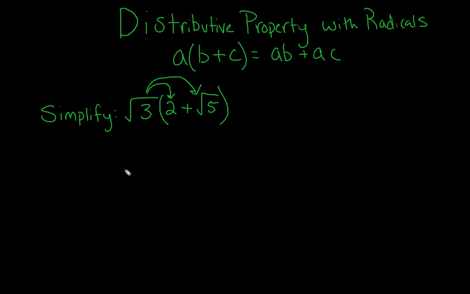And if we rewrote this, this would be then the square root of 3 times 2 plus the square root of 3 times the square root of 5. All right. Here, if we look at the square root of 3, can we simplify the square root of 3? Well, we can't because 3 does not have any perfect square factors. So we can't do any simplifying there. And then, of course, nothing changes. So the 2 just stays there.